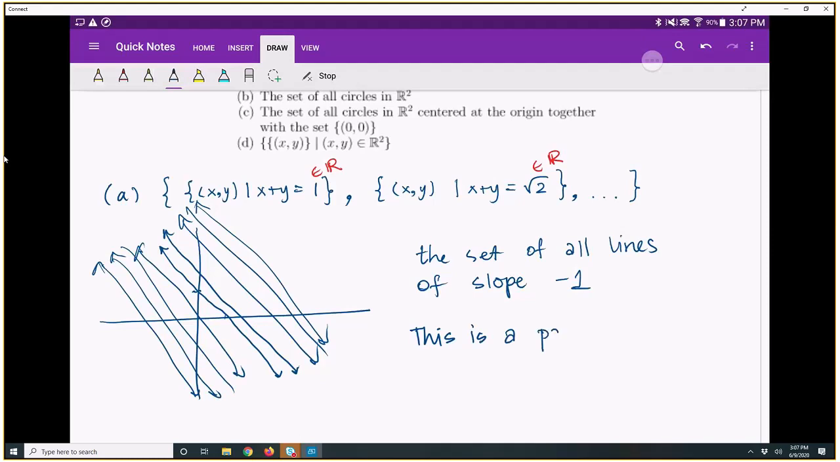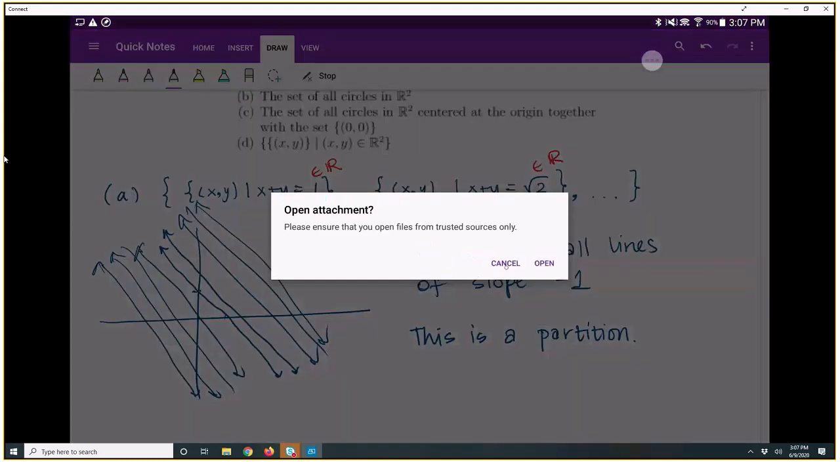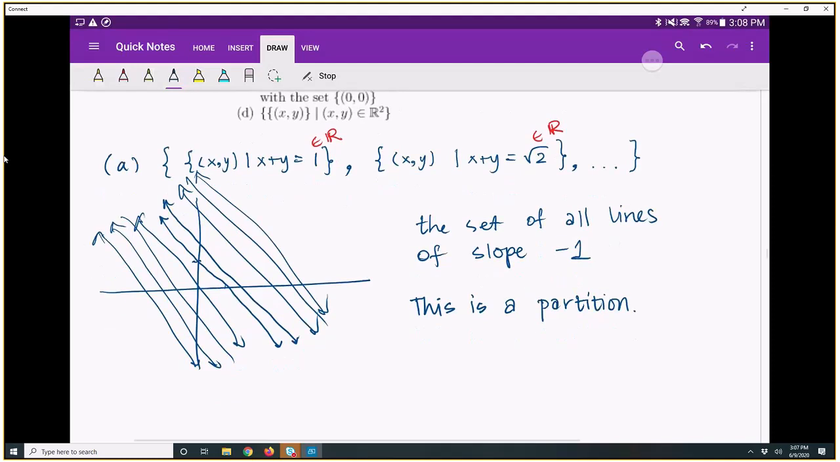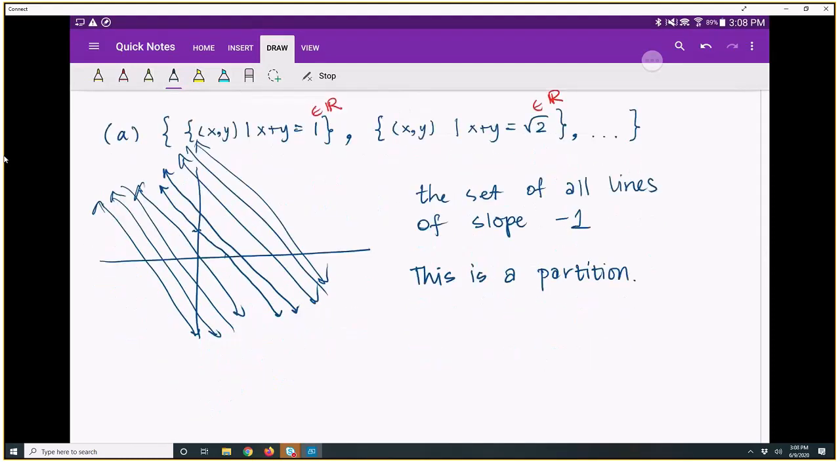It's a partition because if I take the union of all of these sets, which I'm representing as parallel lines, then I will get the entire plane. I will be able to cover it with these parallel lines. But also, these lines will never intersect each other, so each point in the plane can belong to at most one of these lines, exactly one of these lines. So it is a partition.